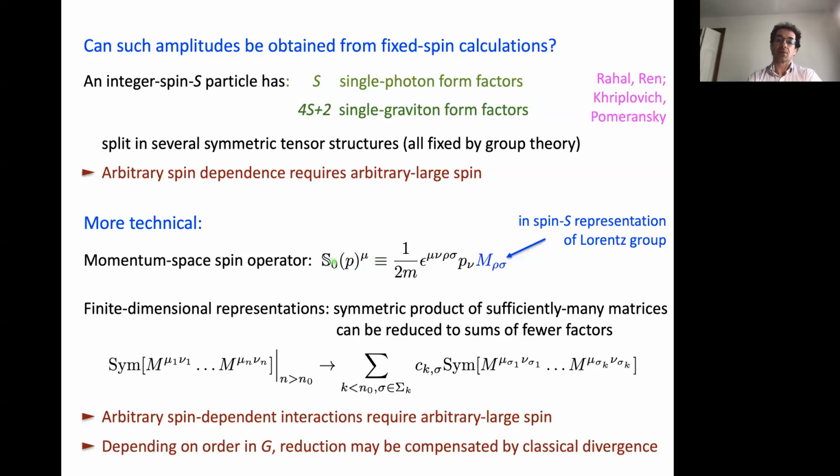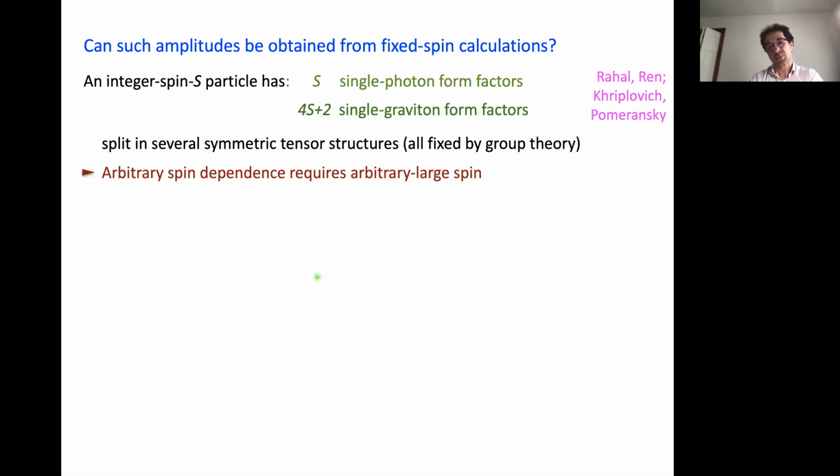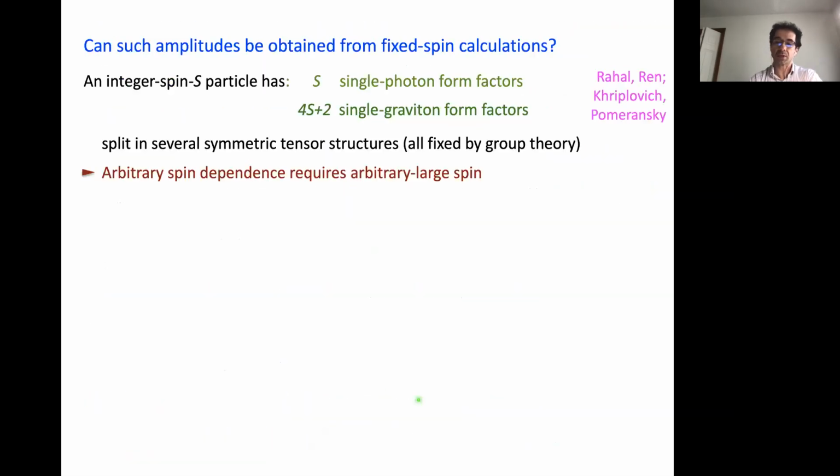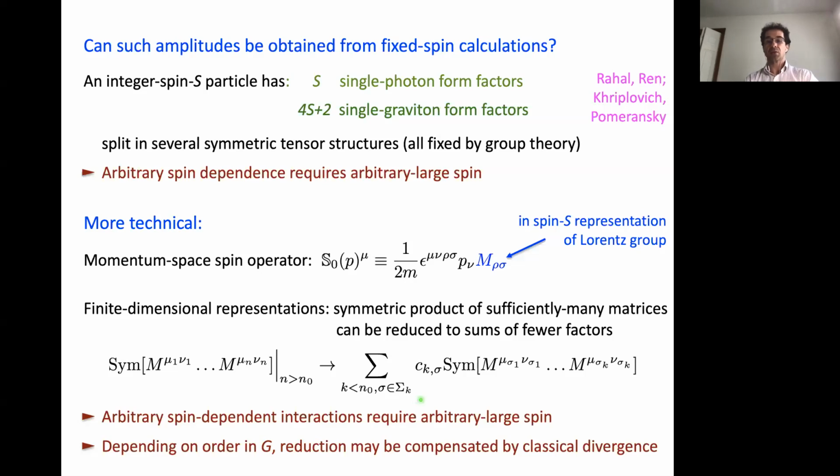So while S is large in the classical limit, such relations will reduce the number of spin vectors, there are these classically divergent pieces which don't appear, which could potentially compensate. So one needs to take this kind of reduction in the number of spin vectors with a little bit of care.